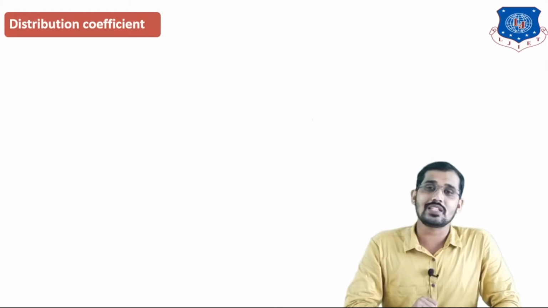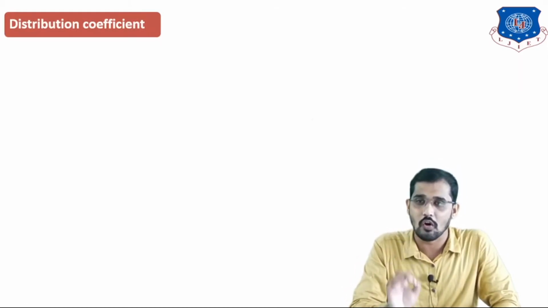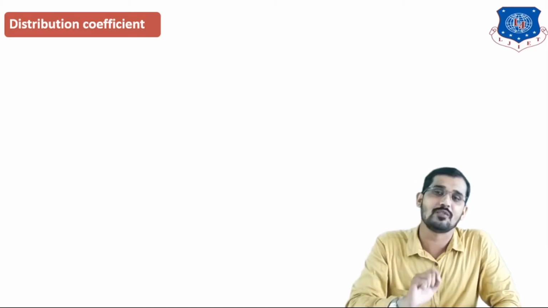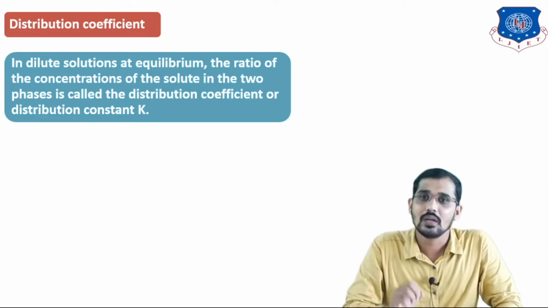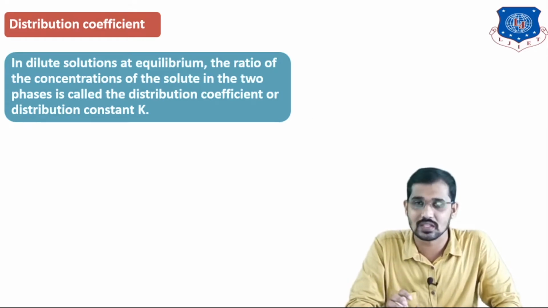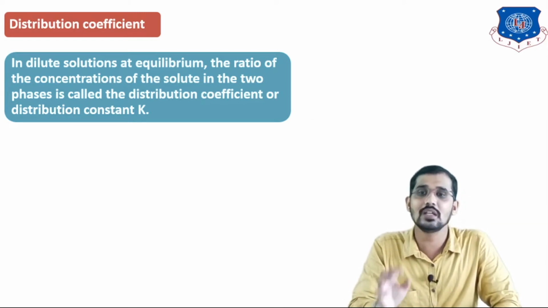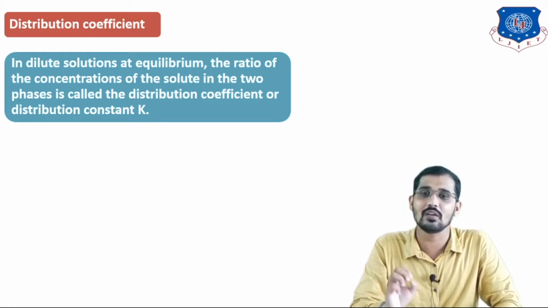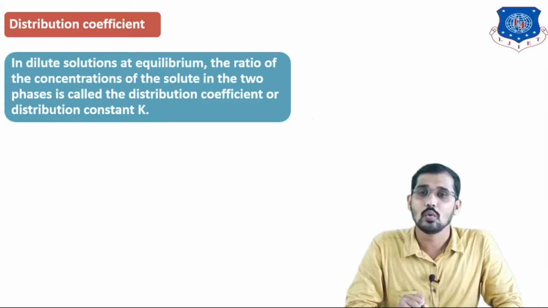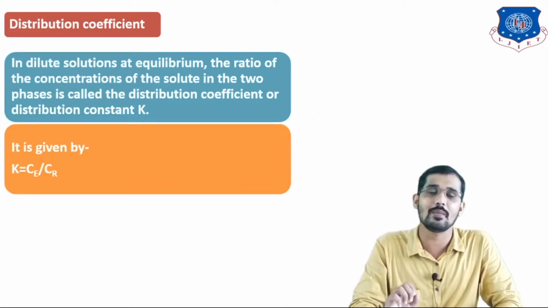Now we will see distribution coefficient. The distribution coefficient is the ratio of the composition of the solute in the extract phase to the raffinate phase. In dilute solutions at equilibrium, the ratio of the concentration of the solute in the two phases is the distribution coefficient, represented by capital K. It is given by the formula K equals Ce divided by Cr.